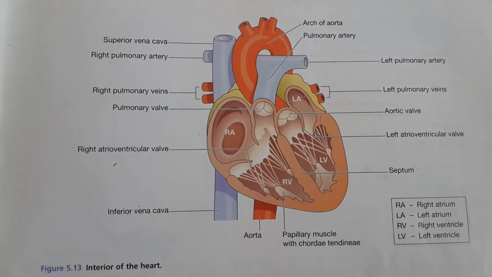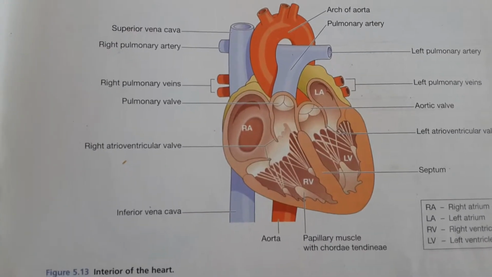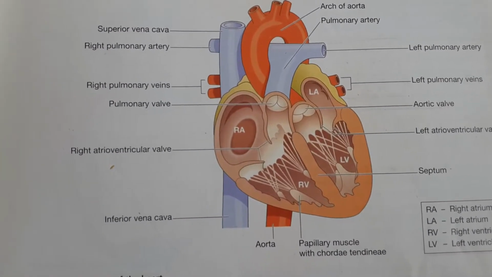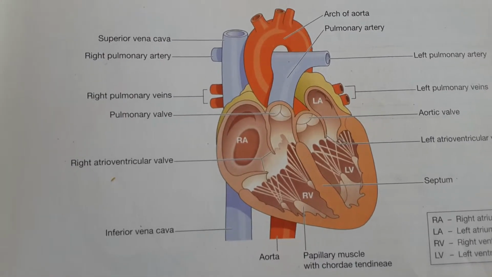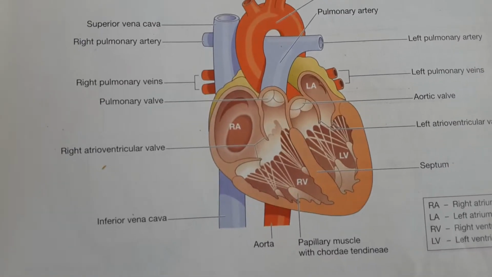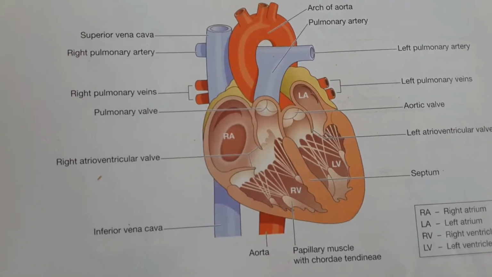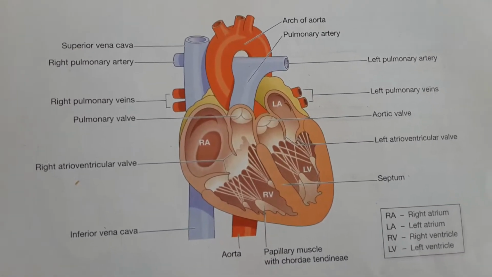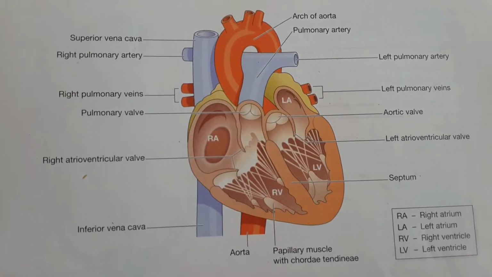Okay, I am going to talk about parts of the heart and blood circulation of the heart. First of all, we have to know that the heart is located in the thoracic cavity and it is in between the two lungs, so it is in the mediastinum part of the thoracic cavity. As we can see here in this diagram, I'm going to speak first of the parts of the heart.